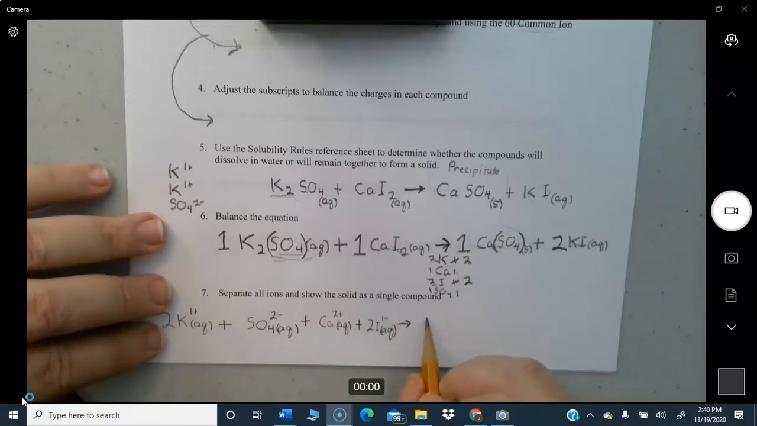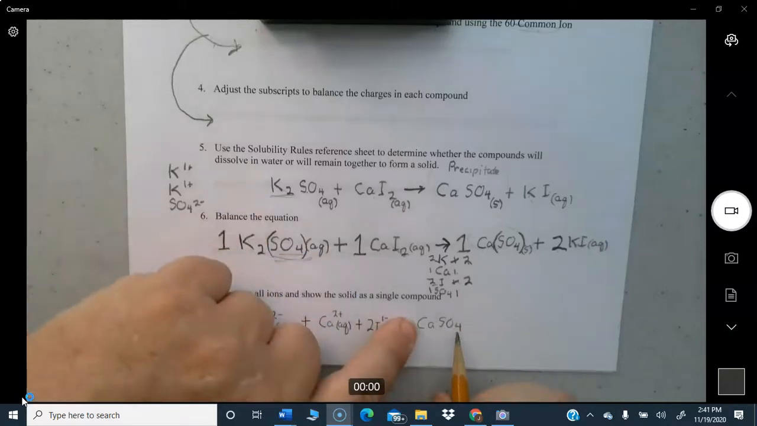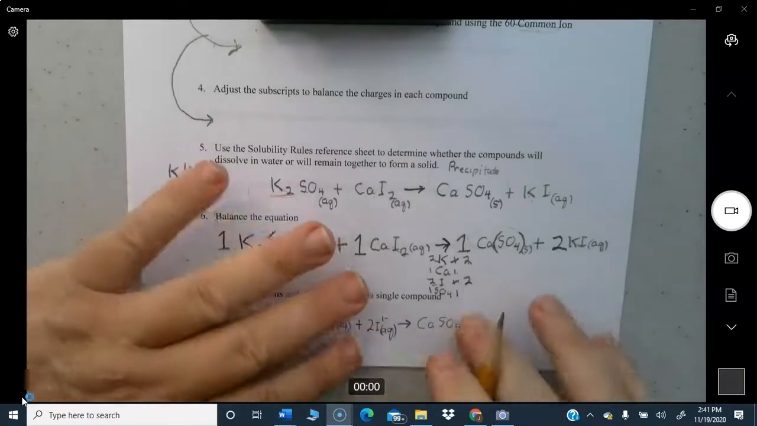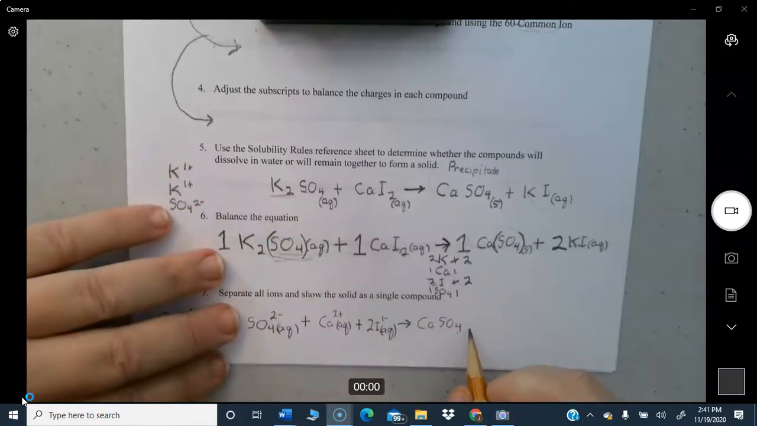So that's going to be Ca, SO4. There's no charge on it because the 2+ and the 2- are balancing each other. So you don't put a charge above something that does not ionize. That's solid.